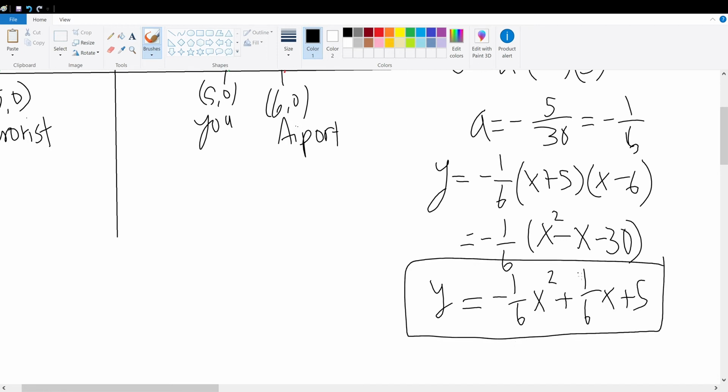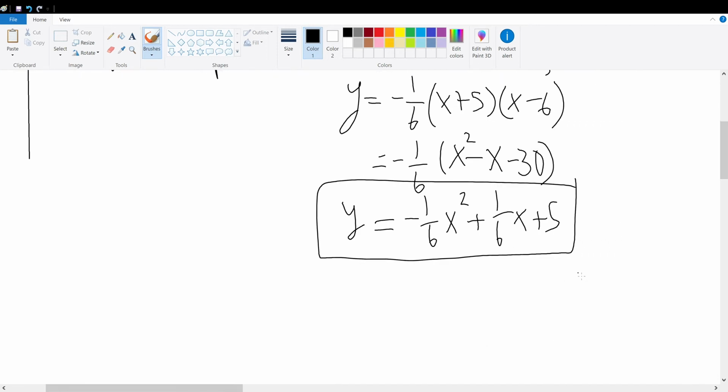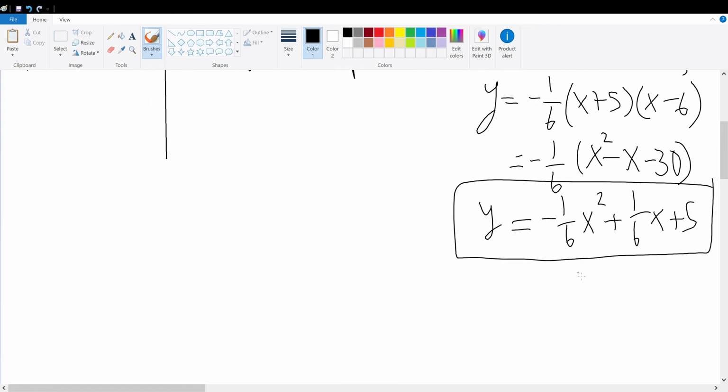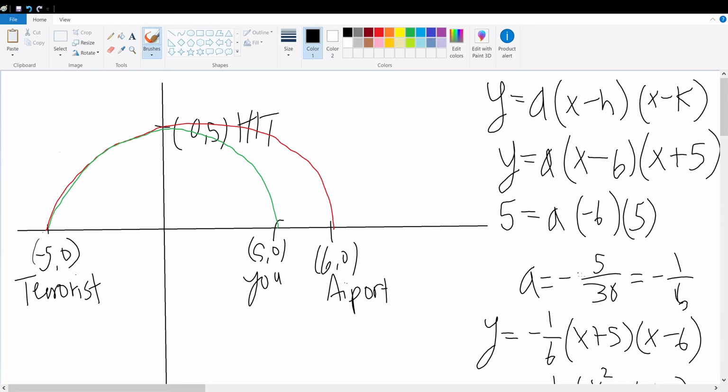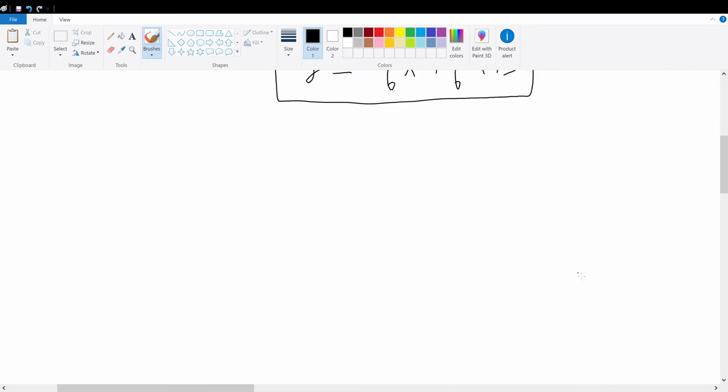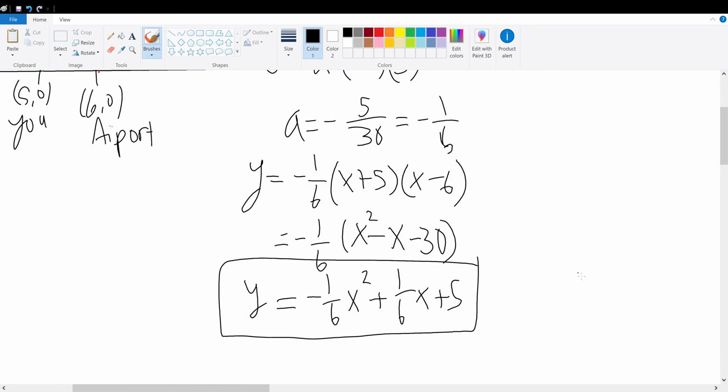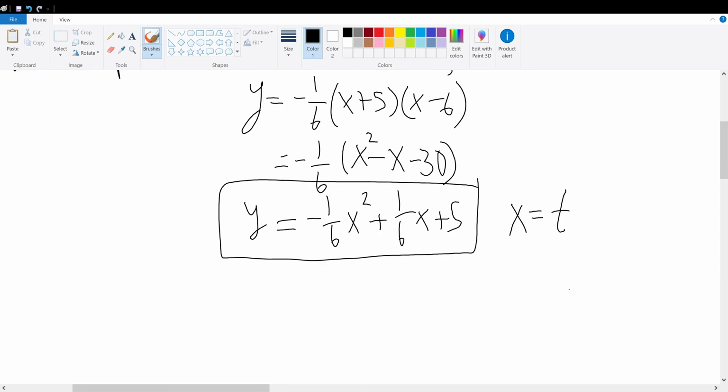But this parabola does not have a direction. Furthermore, it does not have a speed, nor does it have a restriction. The restriction that we want is between (-5,0) and (6,0). Therefore, in order to maintain these two attributes of our problem, we must employ the usage of a parameter, which we're going to be defining as variable t, replacing variable x within the equation.